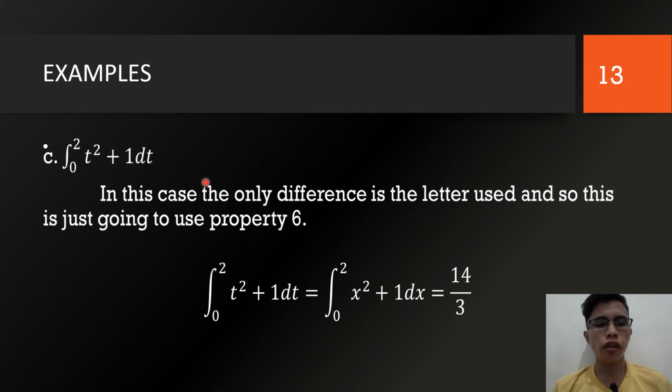Applying property number 6. Okay. Here we're just going to substitute the value of x to t. So naging change lang natin yung variable. So kanina x yung value ng variable, dito t yung value ng variable. But the result, hindi po magma-matter yung result. So same pa rin yung result kasi variable lang naman yung ating in-interchange. Okay?